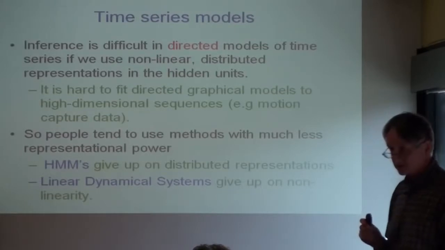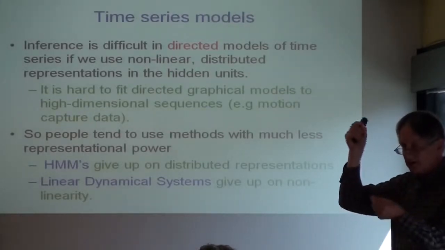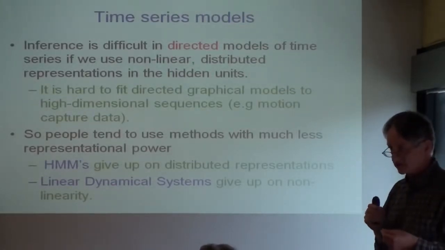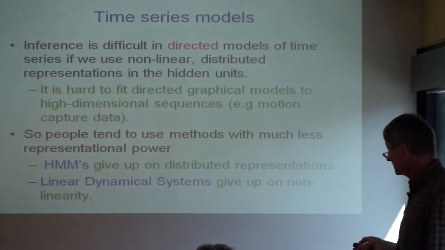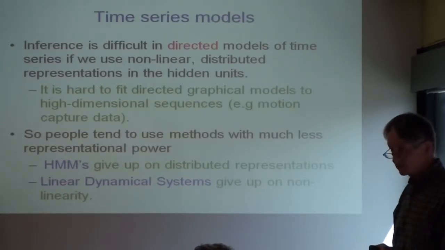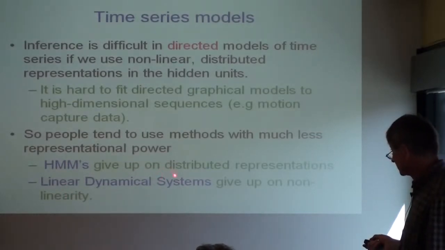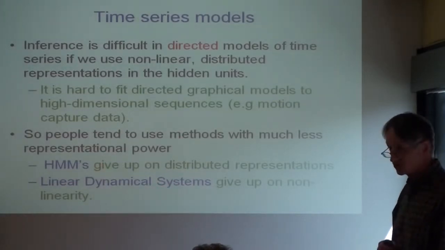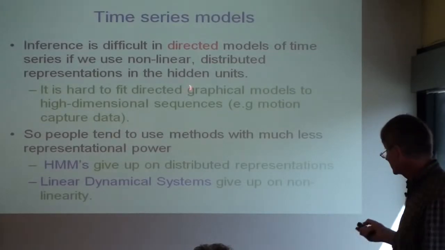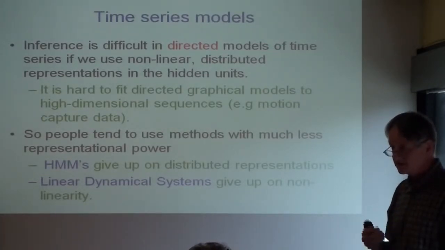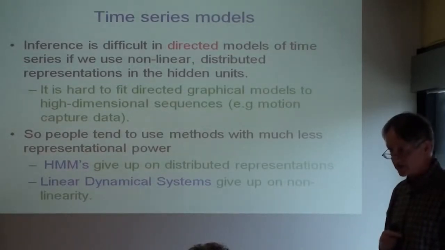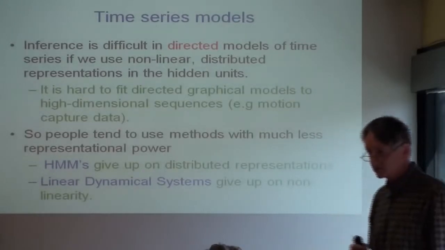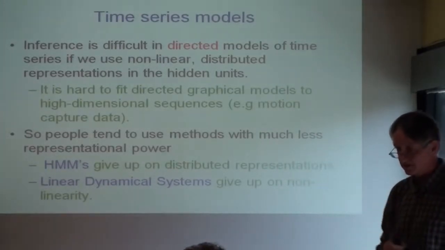When people do time series models, you would nearly always like to have a distributed nonlinear representation, but that's hard to learn. So people tend to do dumb things like hidden Markov models or linear dynamical systems, which either give up on the distributed or on the nonlinear, but are easy to do inference. What we're going to come up with is something that has the distributed and the nonlinear and is easy to do inference, but the learning algorithm isn't quite right, but it's good enough. It's just an approximation to maximum likelihood. And the inference also is ignoring the future and just basing things on the past.